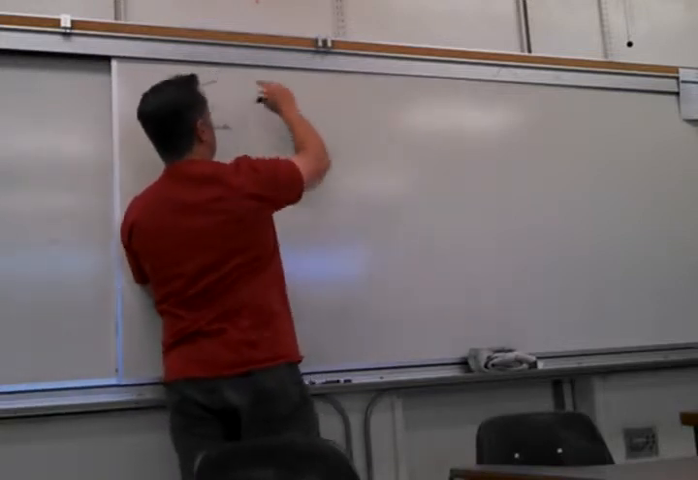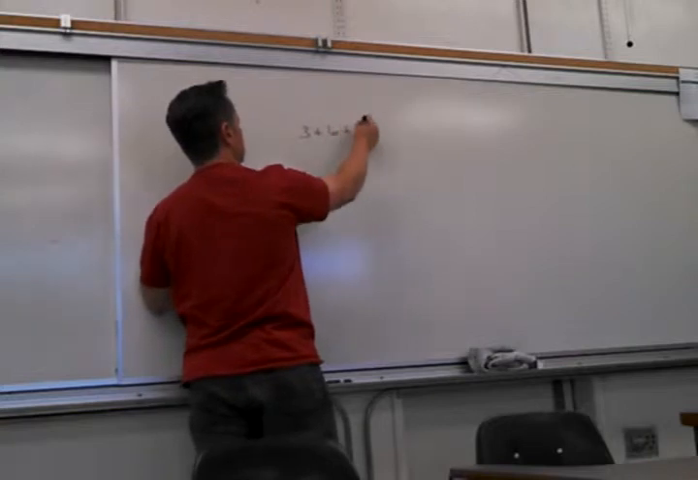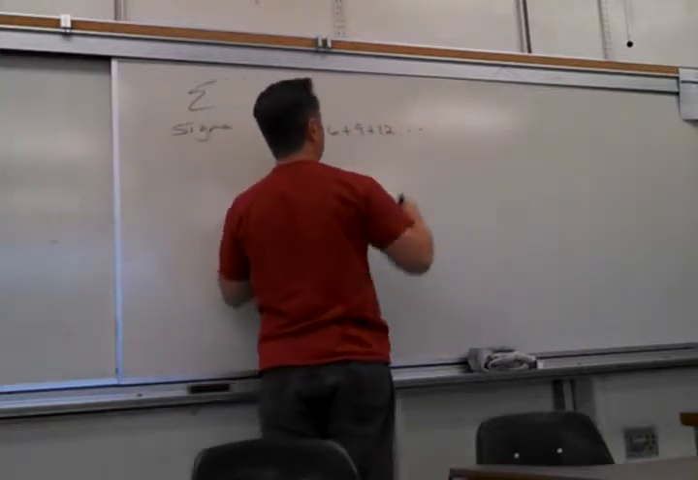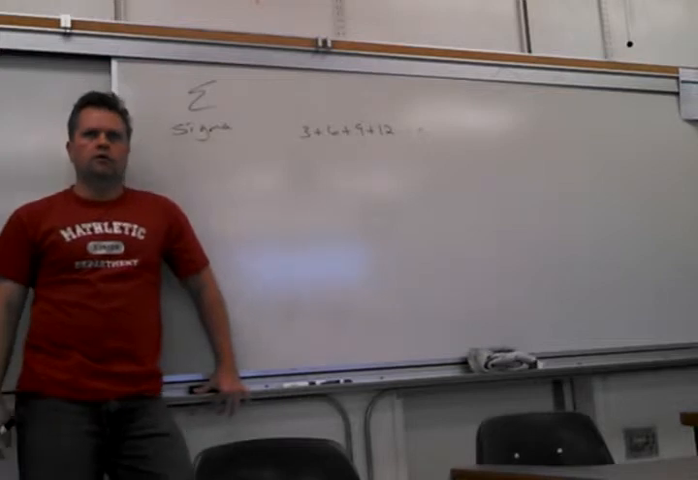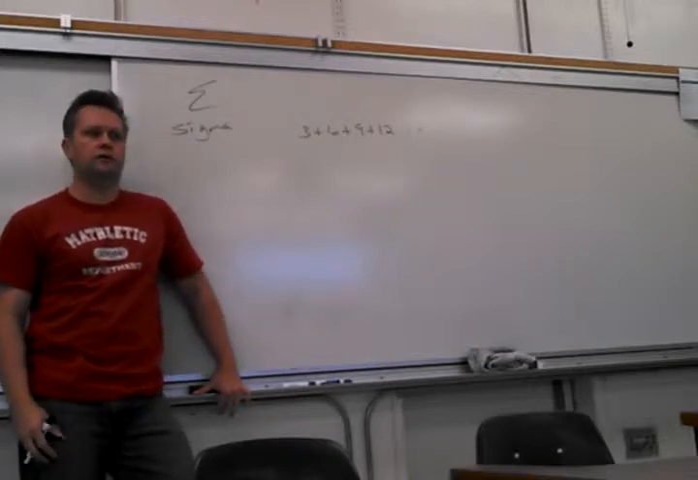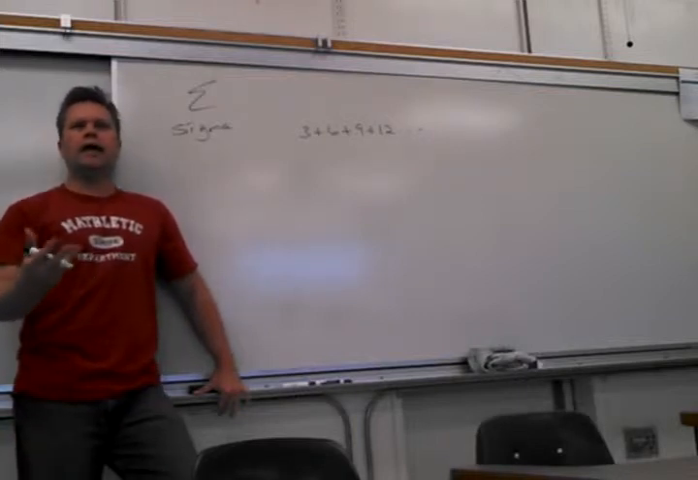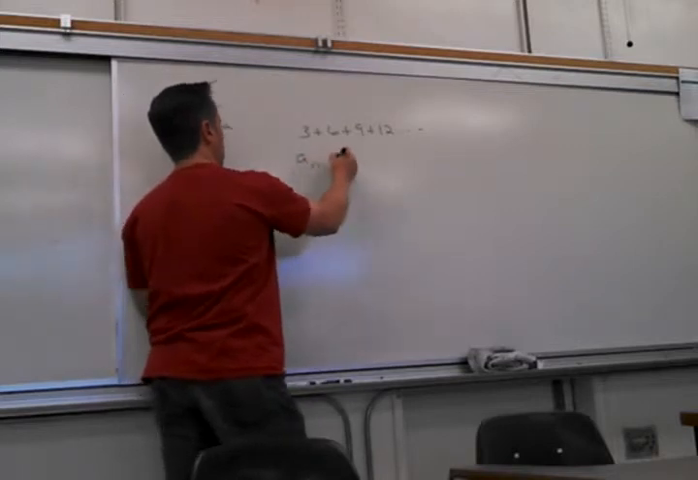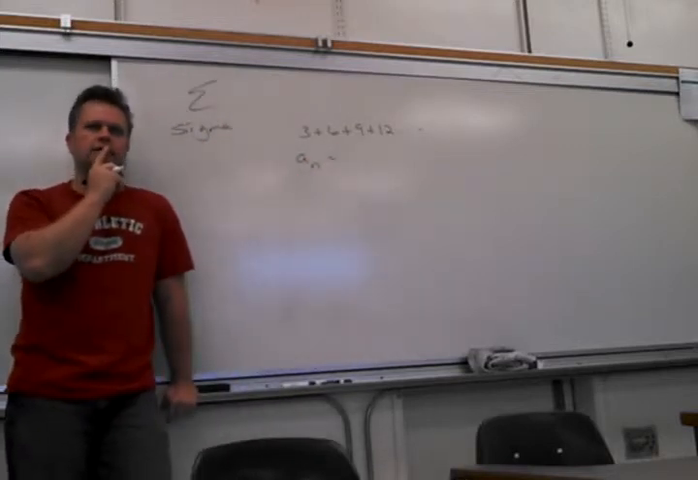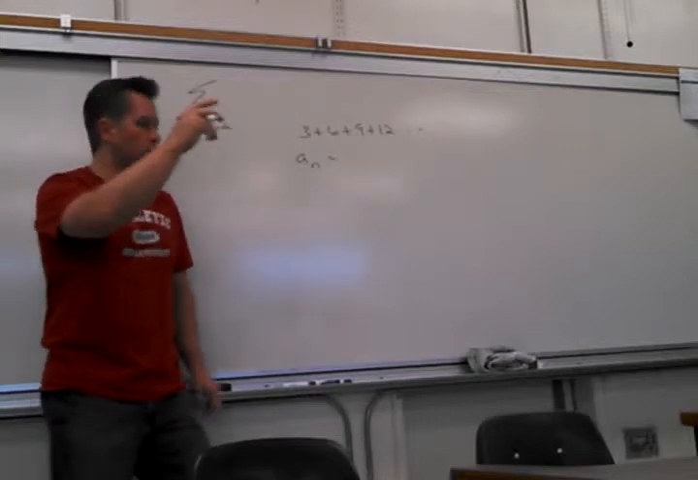So here's how this symbol works. If I wanted to do 3 plus 6 plus 9 plus 12, and just keep doing that forever, what kind of sequence does that represent? Yeah, just keep adding 3, right? So can you come up with the sequence definition for this? What's a_n? n plus 3? Careful. It definitely can't be n plus 3. 3n, good.